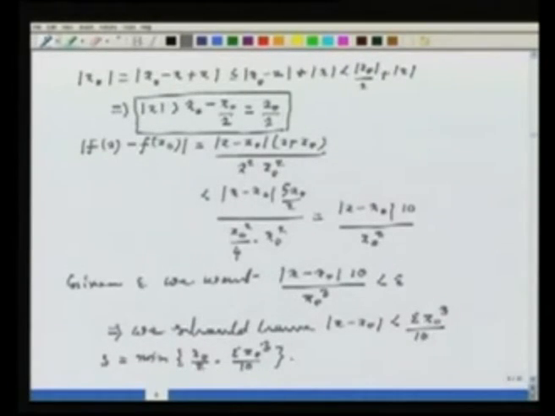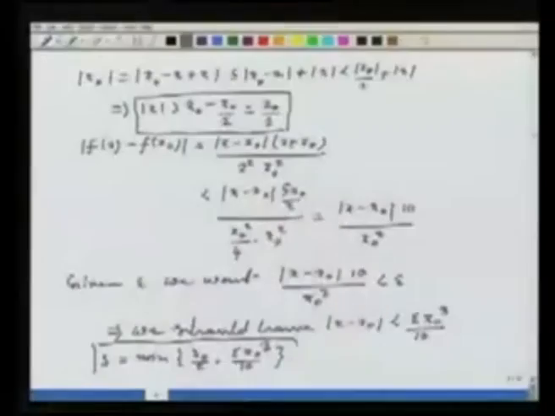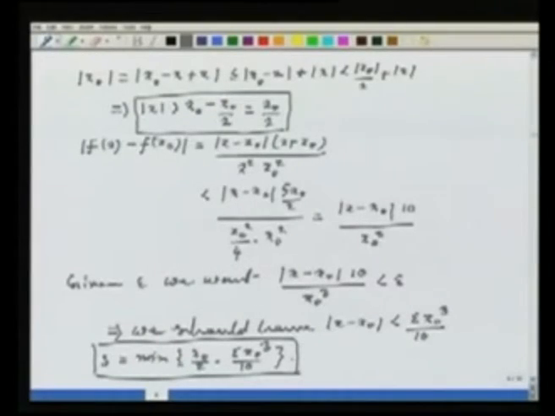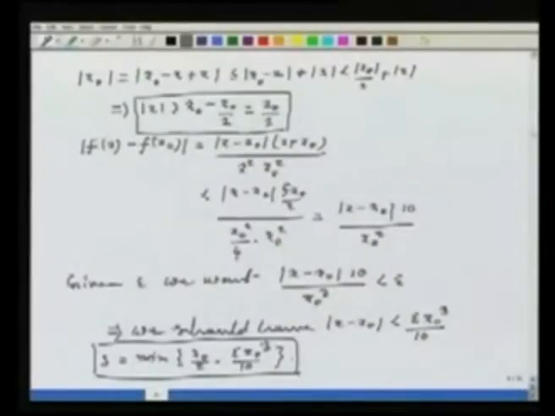Now the point to note here is that the delta which I got, whose precise expression I have now here, involves x naught, at the same time it involves epsilon. That means given epsilon, when you want to choose delta, it depends on epsilon and the point x naught where you are checking the continuity of the function. Now notice one more thing, that when x naught is small, this minimum which is appearing will also be small.